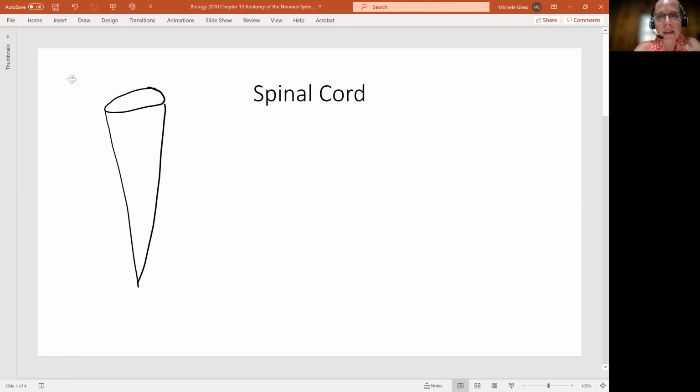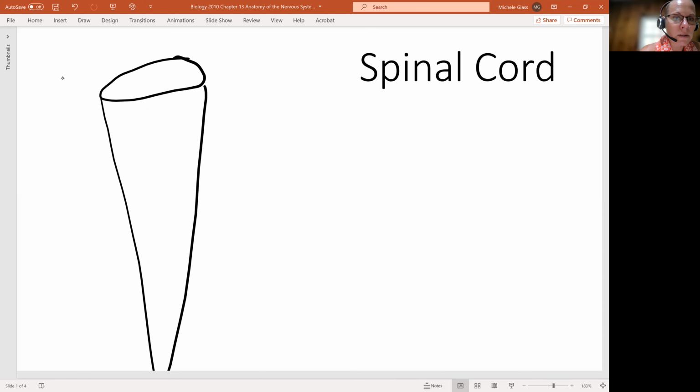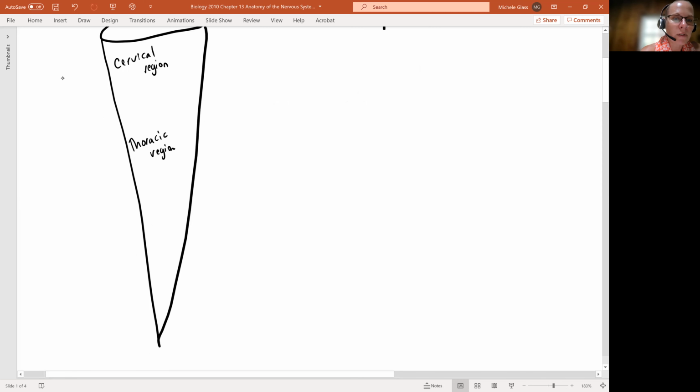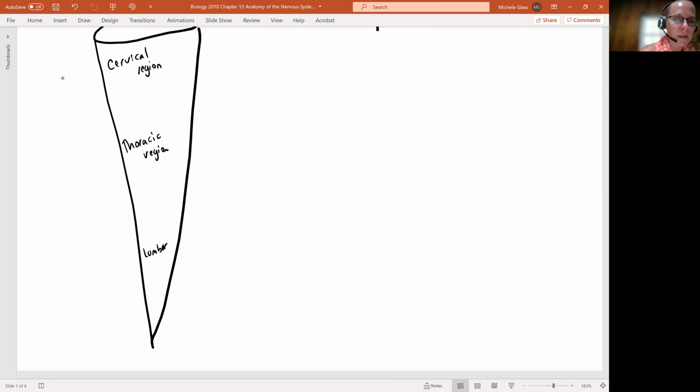And so we do name the regions of our spinal cord after the regions of the vertebral column. So if you remember, at the top we will have the cervical region of both the vertebral column and the spinal cord. And then moving down, the thoracic region. And then moving down, we have the lumbar region. And then that's going to end with our sacral region.